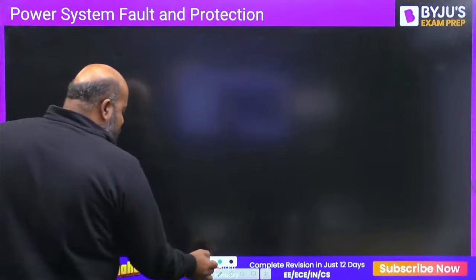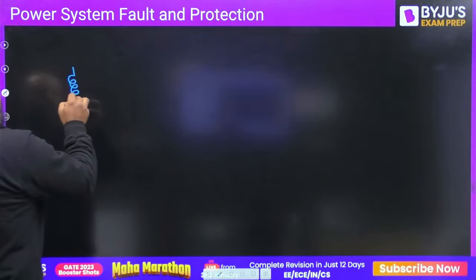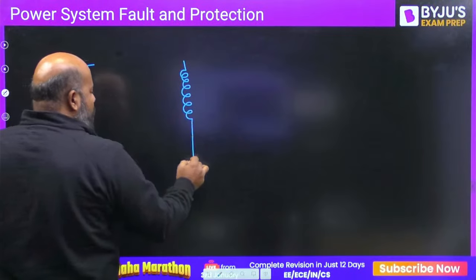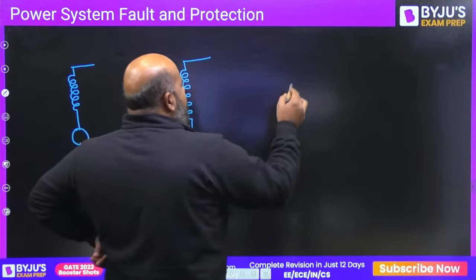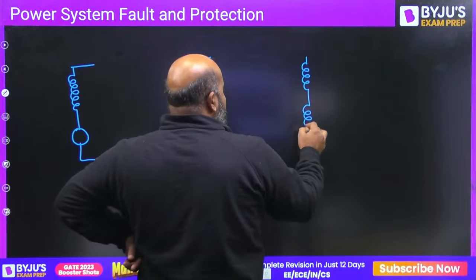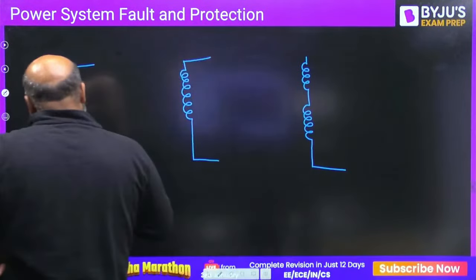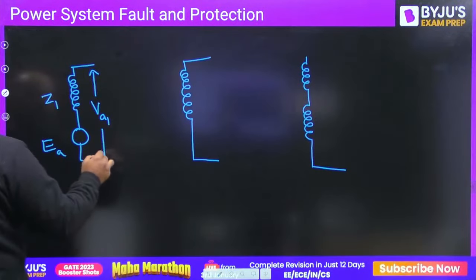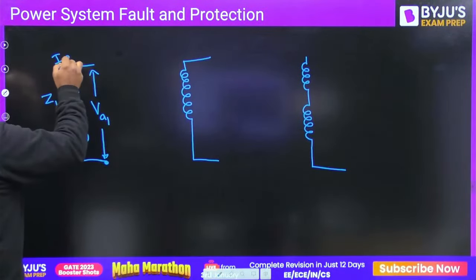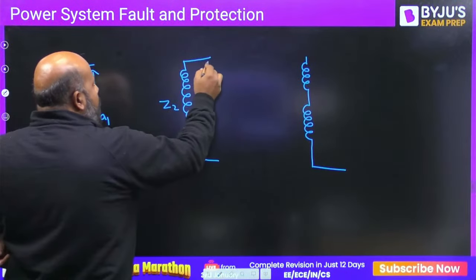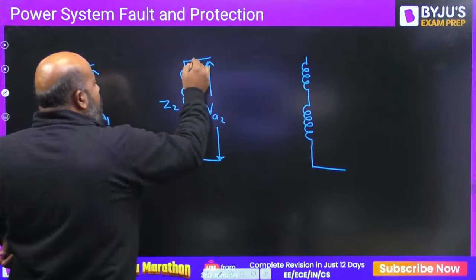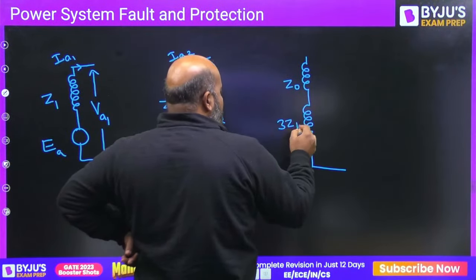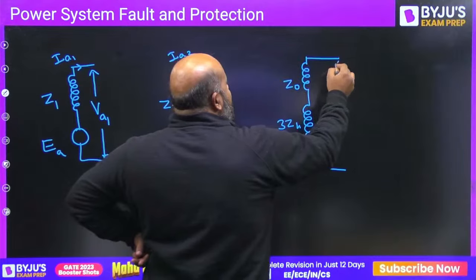Now, if you see the sequence networks, how they are connected: this is the positive sequence, this is the negative sequence, and this is the zero sequence. This is EA, Z1, this is VA1, this is IA1, this is Z2, VA2, this is IA2, this is Z0, this is 3ZN, and this is VA0.